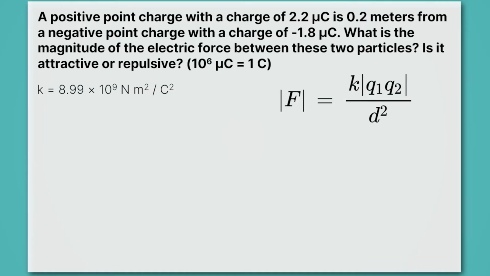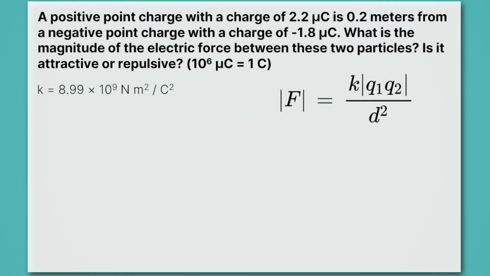This problem says a positive point charge with a charge of 2.2 microcoulombs. That's right, that weird little U thing there is a Greek letter, the Greek letter mu, and it stands for micro. So with a charge of 2.2 microcoulombs is 0.2 meters from a negative point charge with a charge of minus 1.8 microcoulombs. What is the magnitude of the electric force between these two particles? And then lastly, is it attractive or repulsive?